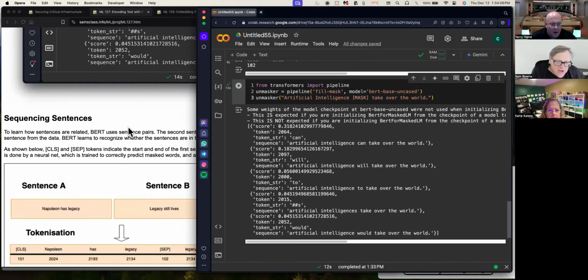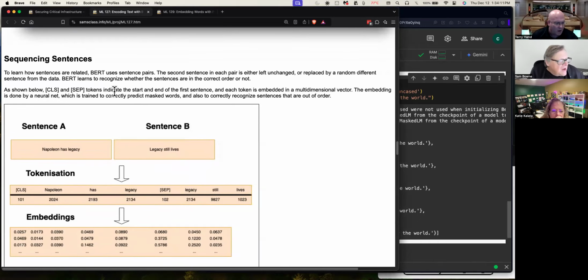So now the next part, to make a larger scale than a sentence makes sense, you use sentence masking.